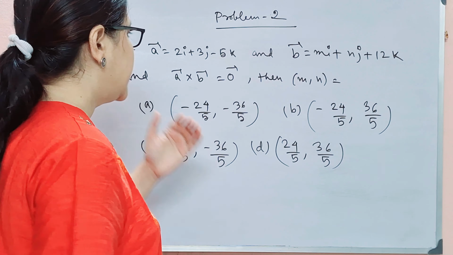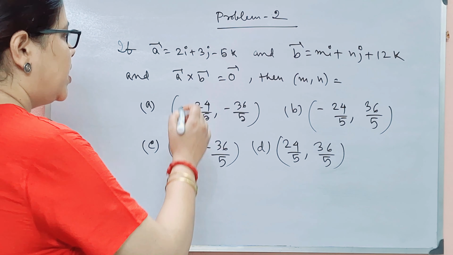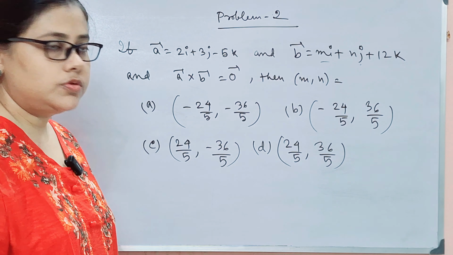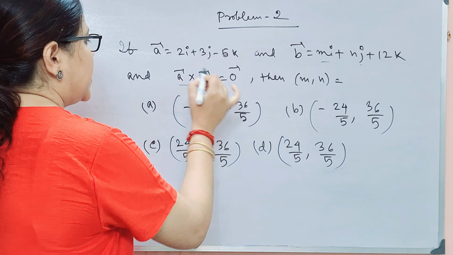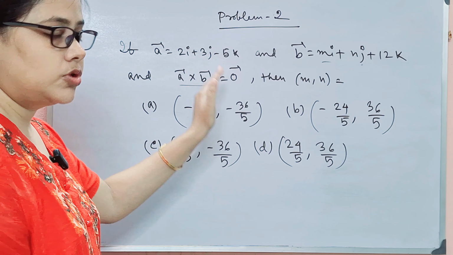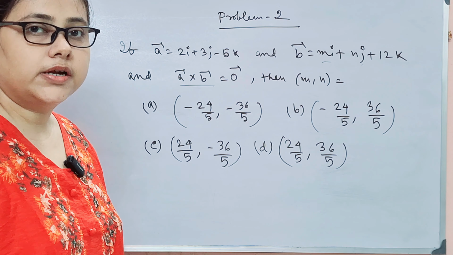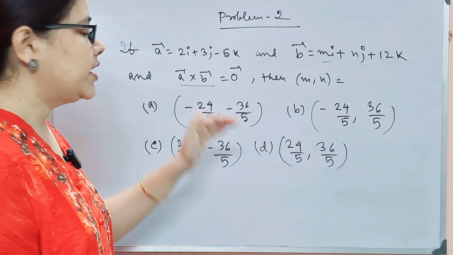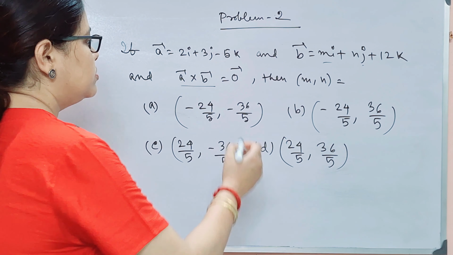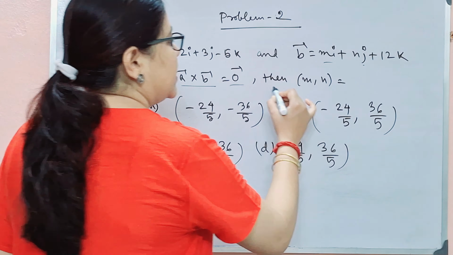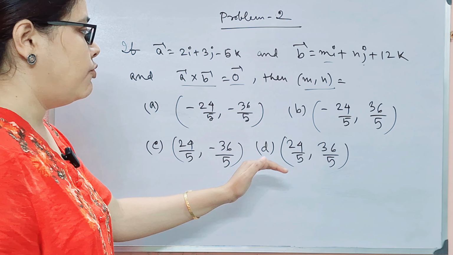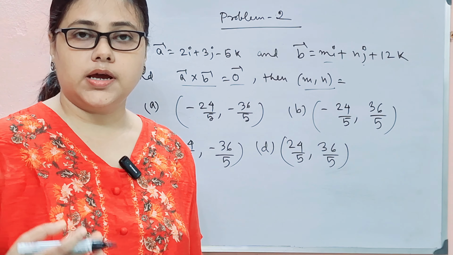So let's come to the second problem. This is vector A, 2i plus 3j minus 5k, and this is vector B, mi plus nj plus 12k, and it is given that A cross B equals the null vector O. That is not 0, because the scalar product of two vectors is a scalar quantity, but the vector product or cross product of two vectors is a vector quantity. So this is null vector O. Then you will have to find out the value of m and n.